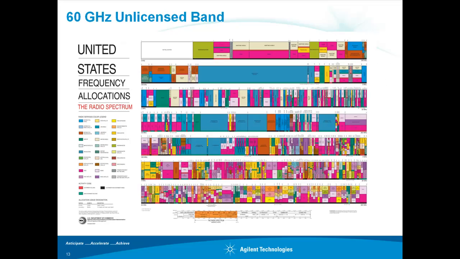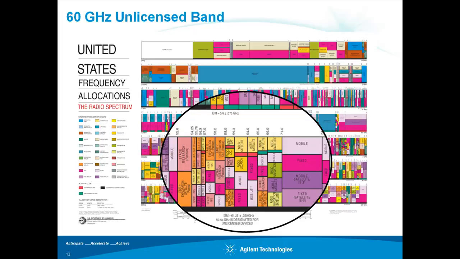Since 1994, when the Federal Communications Commission first proposed to establish an unlicensed band in 59 to 64 GHz, radio regulatory organizations around the world have been legislating appropriate frequency allocations and modulation parameters to establish similar unlicensed bands in their respective jurisdictions.